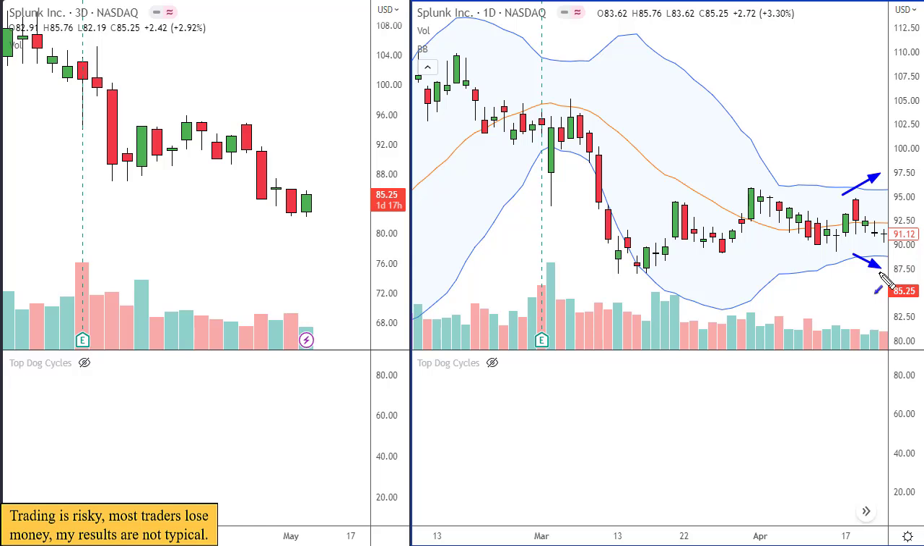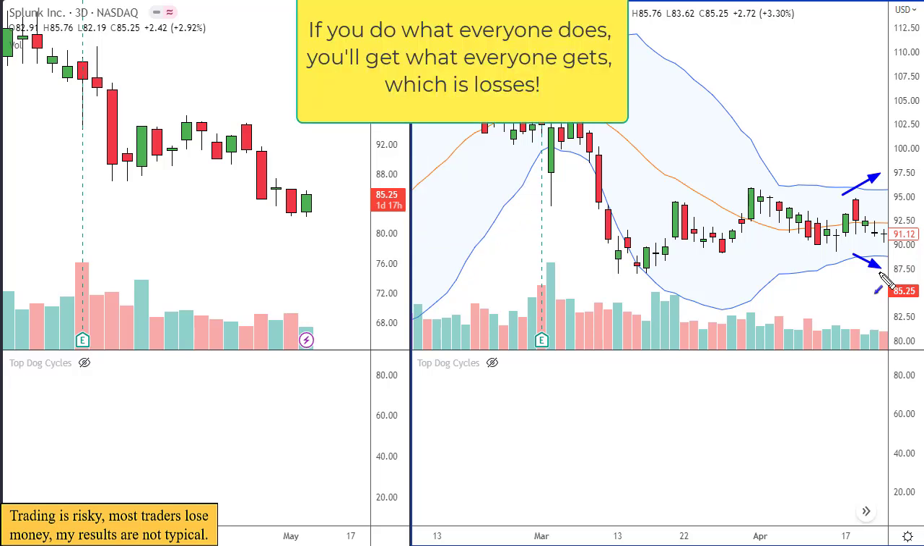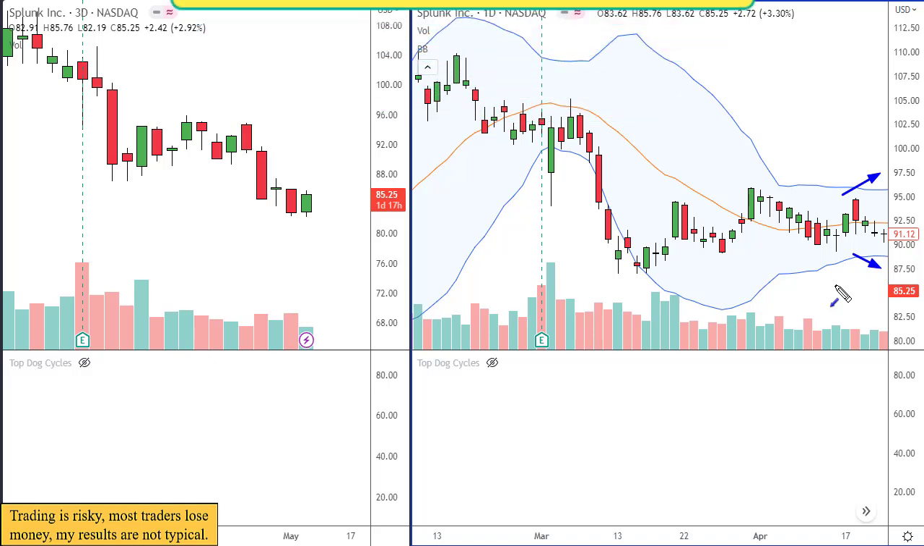That's the traditional way to trade Bollinger Bands, but that's what everybody's looking for, and everybody's losing money. So if you do what everybody does, you can get what everybody gets, which is what? Losses. And we don't want to get losses. We want to get winners. So let me show you exactly how I get in before everybody else so that I make money. And, well, you potentially can as well, though I can't make any financial promises, obviously.